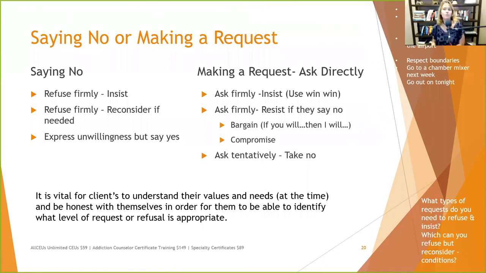Ask firmly but resist if they say no would be you ask them, they say no, and you start bargaining, creating that win-win, compromising, negotiating. Think car salesmen. They really want to make that sale. So they're asking you to buy it, and they're going to resist letting you walk off the lot. They're not going to ask tentatively, and if you say no, go, okay, well, have a nice day.